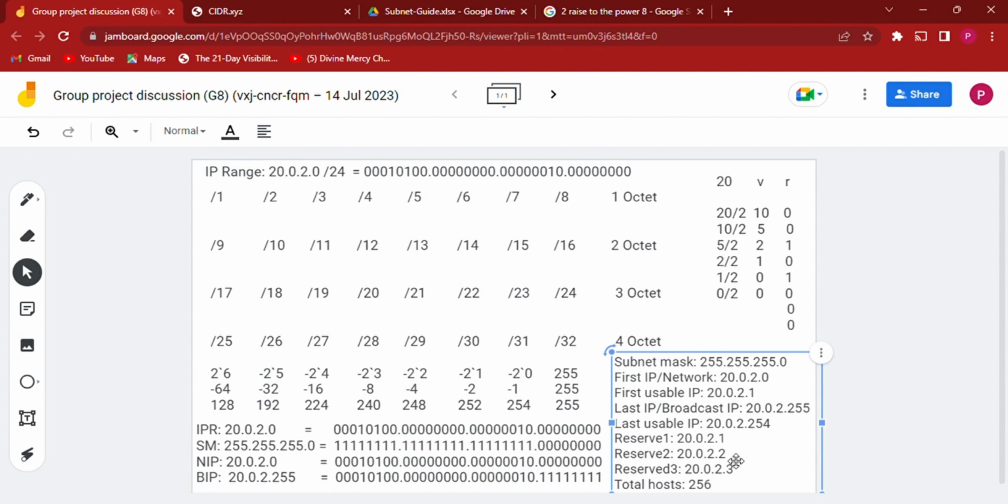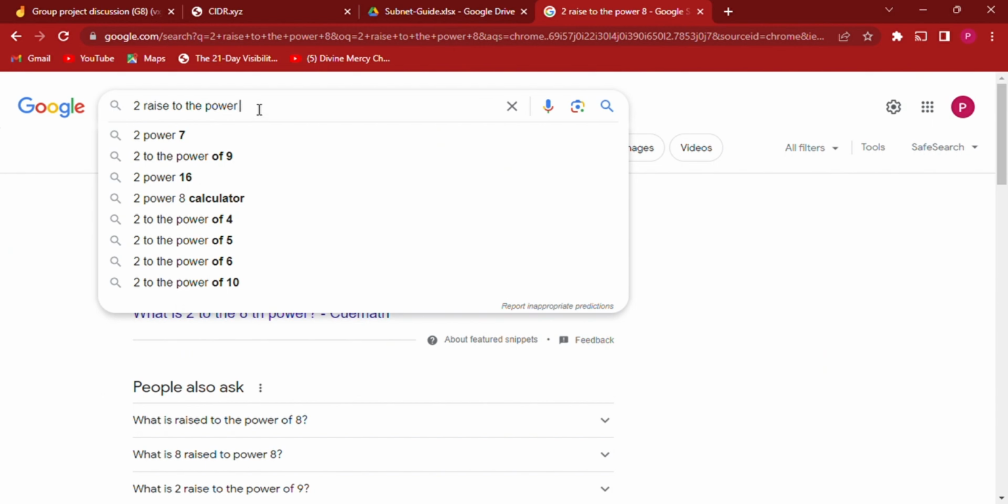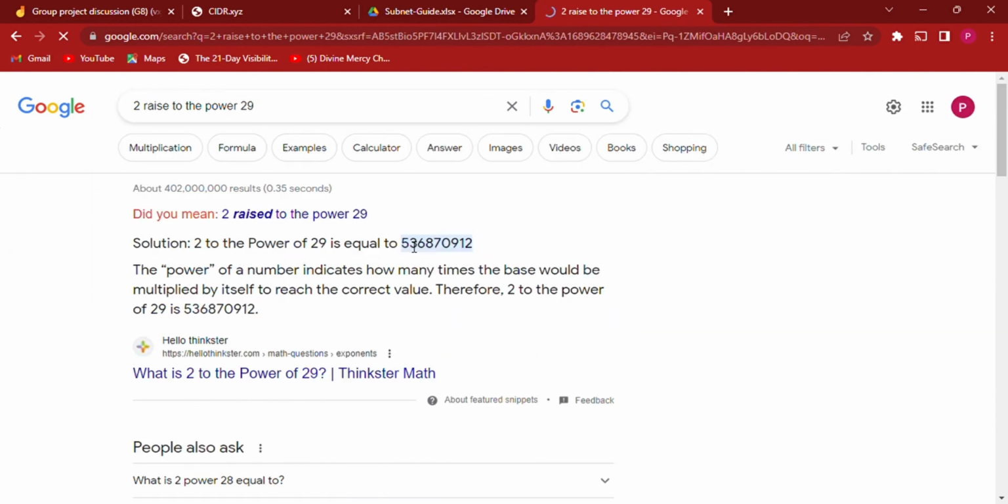But if it's general networking, then you don't need to reserve those 3. You get the 256, you reserve the broadcast IP and the network IP, and you have 254 to use. Okay, so the same way, if the slash was, let's say, /3, you will get 32 bits minus 3. 32 minus 3 will be 29. So you get 2 raised to the power 29. And that will give you this total.